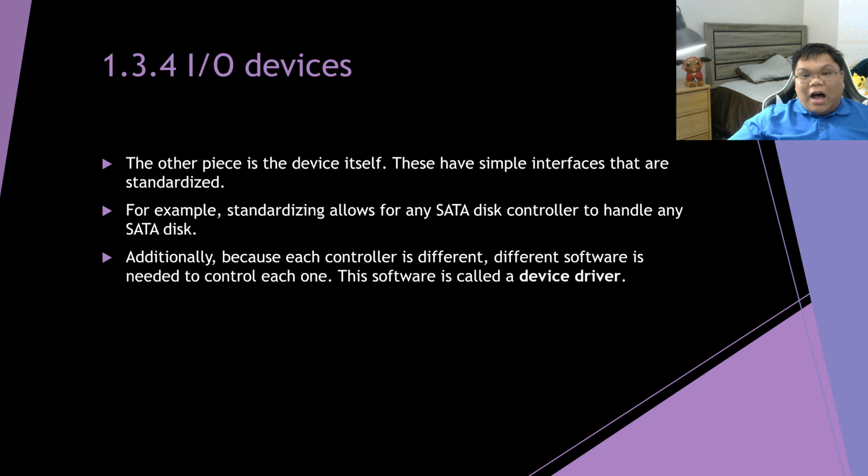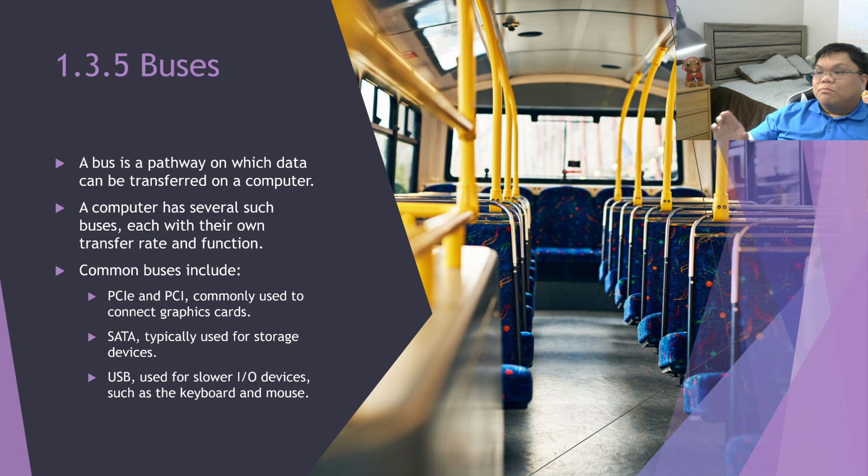So that's I/O devices. Section 1.3.5 is buses, and I don't mean a bus like this, where the wheels on the bus go round and round, and the funky seat patterns are there to distract you from how dirty the seats are. No, it's a different kind of bus.